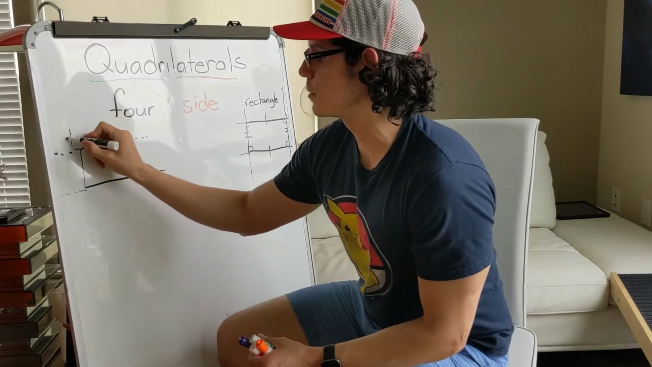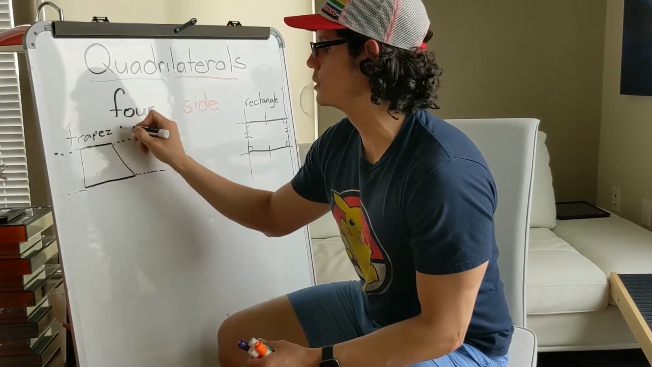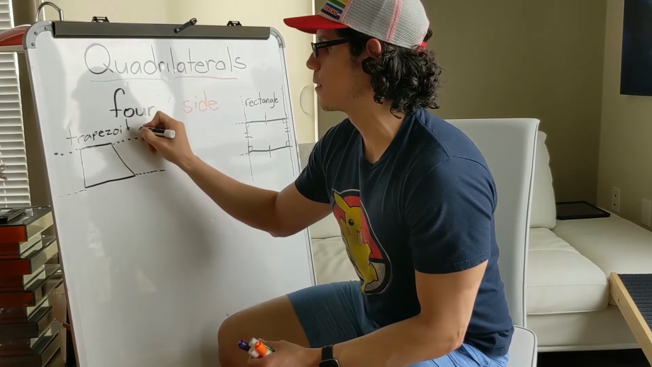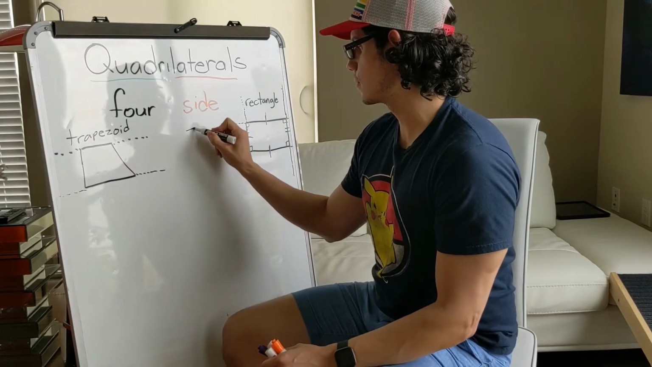This is a trapezoid. Sorry for that. It's crazy. Trapezoid. Boom. And now, let's talk about a rhombus.